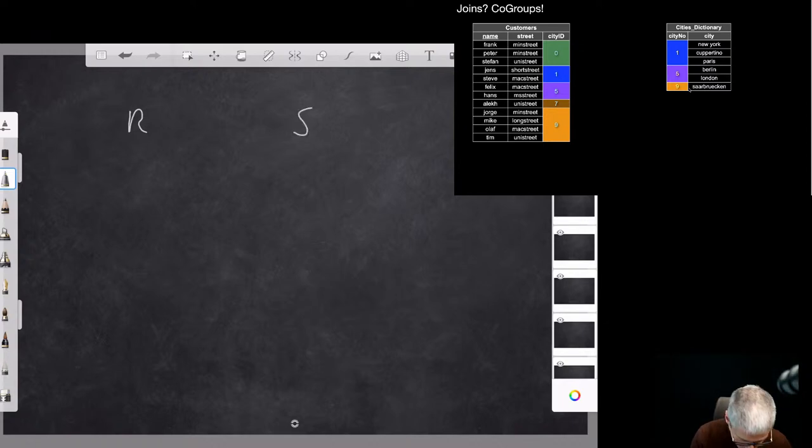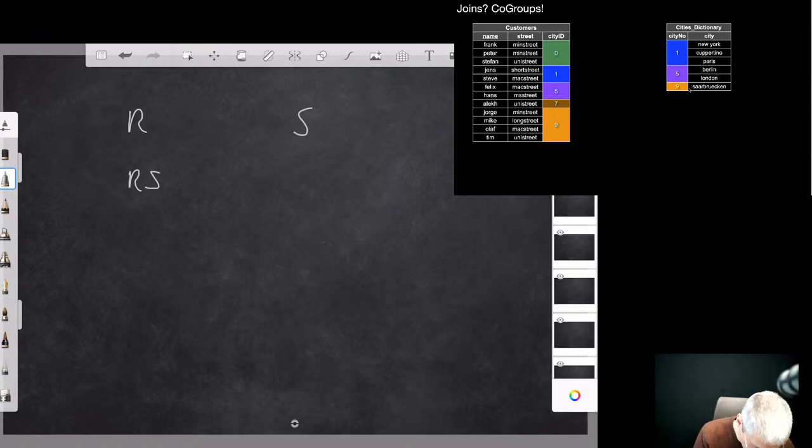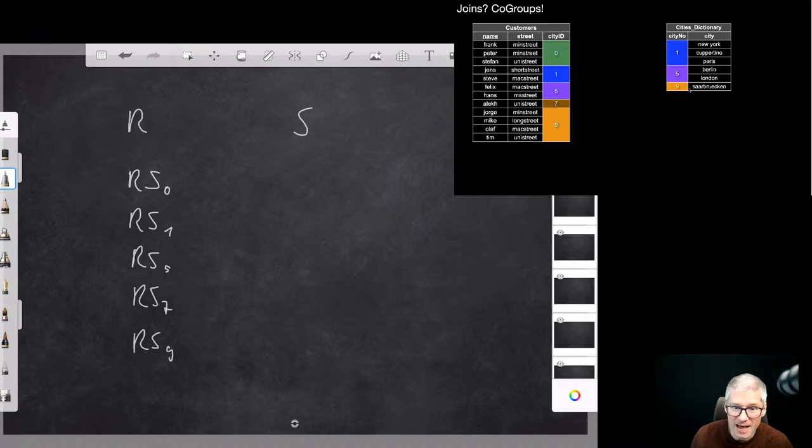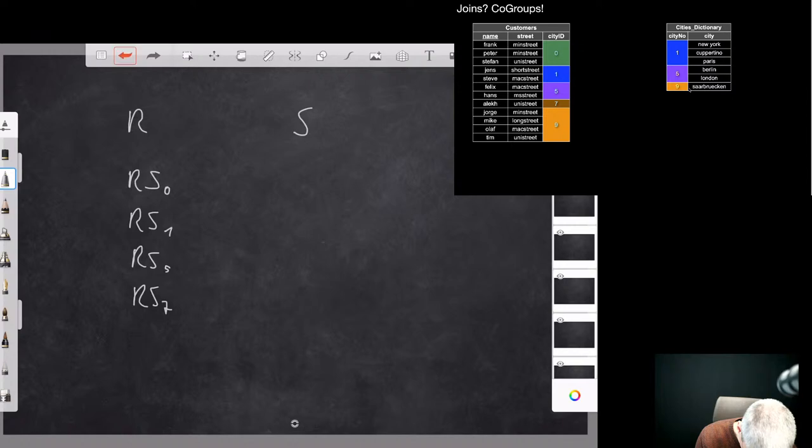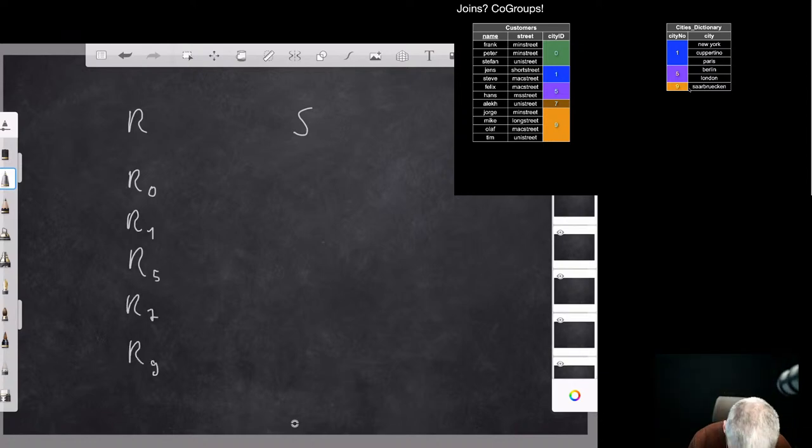And now I build those horizontal partitions, and I use the subscript. So I have a horizontal partition R0, R1, R5, R7, and R9. And for S, that's my Cities Dictionary, we have S1, S5, and S9. So those are my horizontal partitions that I created.